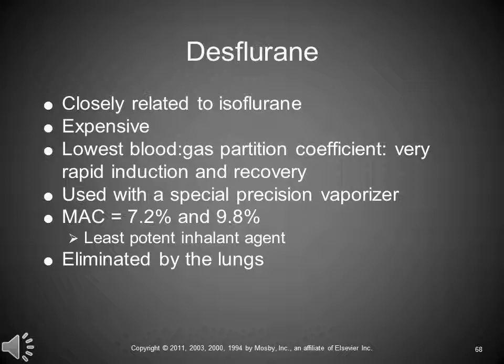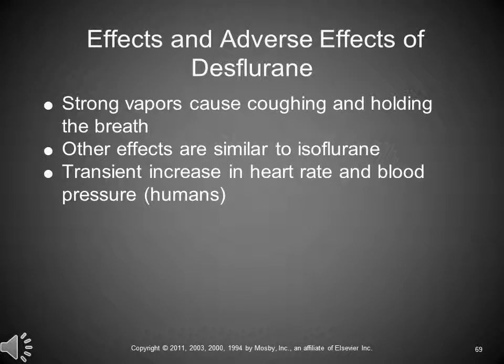The MAC, look at this, 7.2, 9.8. It is the least potent inhalant agent, and man, you are down fast and you are up fast. It goes in the lungs, comes out the lungs. Good thing about DES, minimal body metabolism. The desflurane strong vapors cause coughing and holding the breath. It is pretty potent. If you ever smell DES, it actually makes isoflurane smell pretty good. Other effects are very similar to ISO. It's ISO's brother, but it is much more potent, much more rapid. You will get a transient increase in heart rate and blood pressure in humans, minimal in animals.